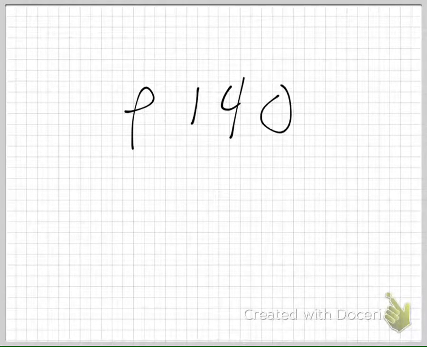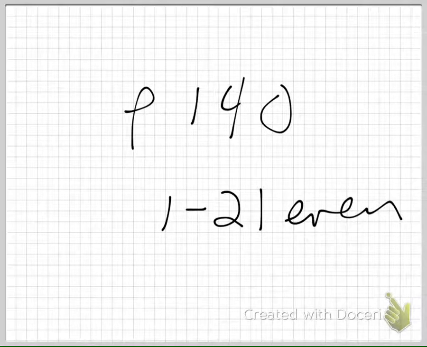It is Thursday. We're going to do page 140, 1 through 21 even. Since I'm allowing you to use your calculator, I have no problem. You should be able to do this with no problem. Okay?